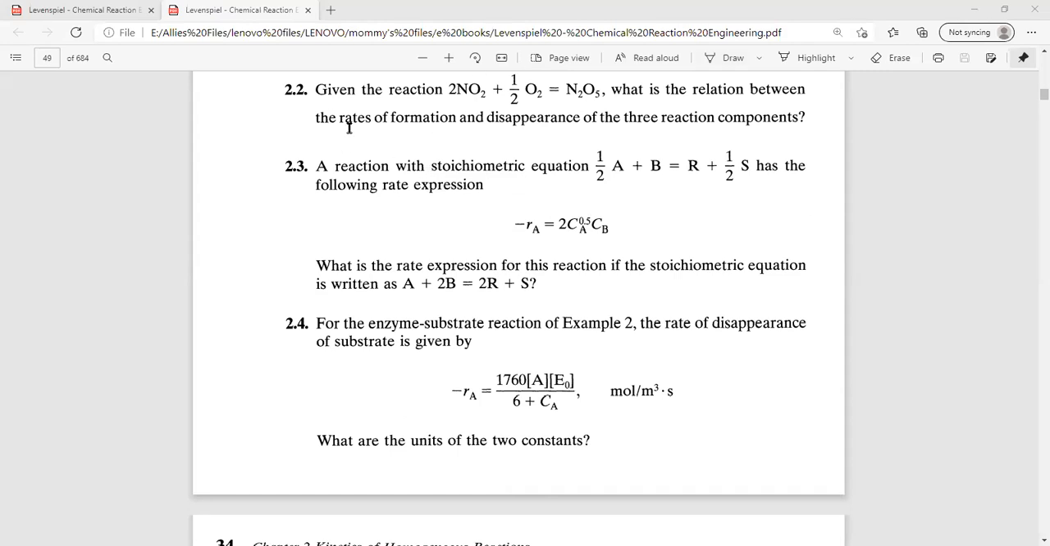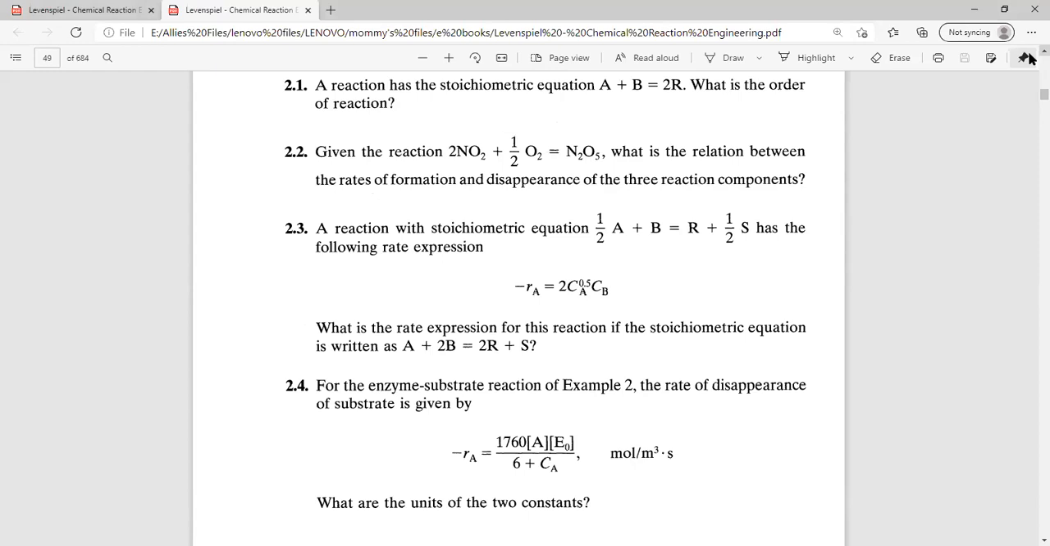So this is very elementary. But I'd like to ask, who would like to answer this so that I will not have to call a name? How would you express the relationship between the rates of formation and disappearance of the 3 reacting components? Jules Santiago, can you please tell the class how we are supposed to write down the relationship between the rates of formation and disappearance of the 3 reaction components?